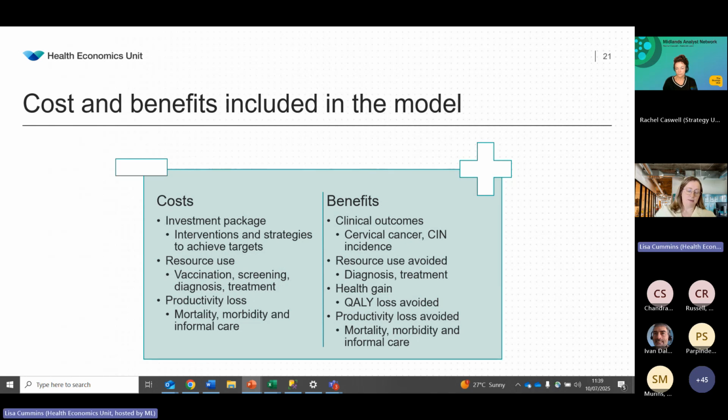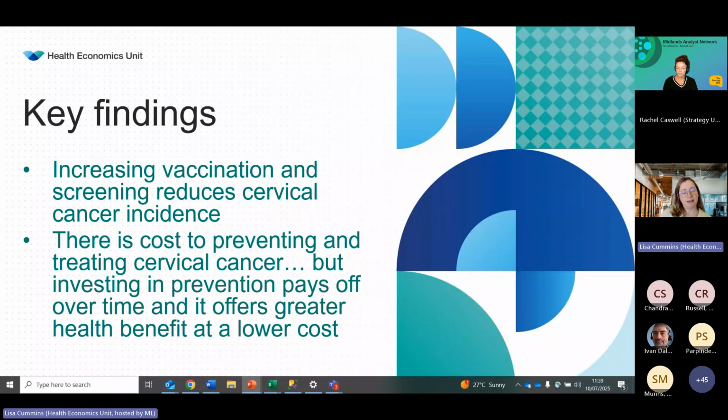On the other side, in terms of benefits, we included clinical outcomes, so cervical cancer and CIN incidence, resource use avoided, health gain, which we define as quality loss avoided, and productivity loss avoided as well. In terms of key findings, we found that increasing vaccination and screening coverage reduces cervical cancer incidence, surprise, surprise, and also that there's a cost to preventing and treating cervical cancer, but investing in prevention pays off over time and it offers greater health benefit at a lower cost.